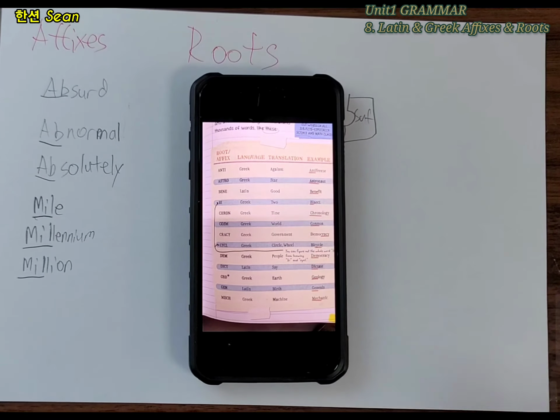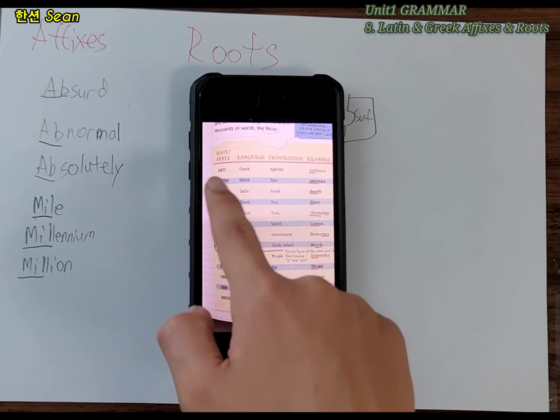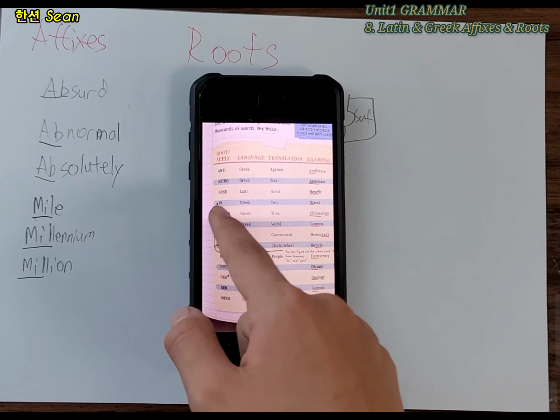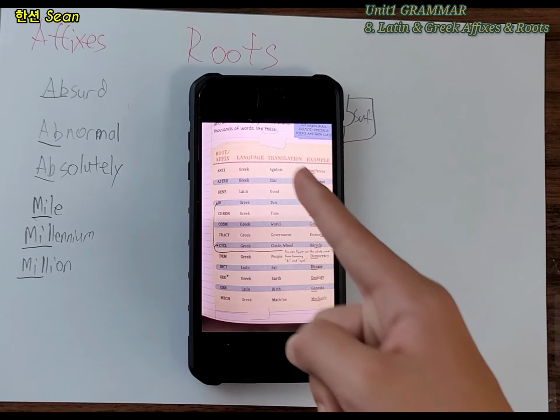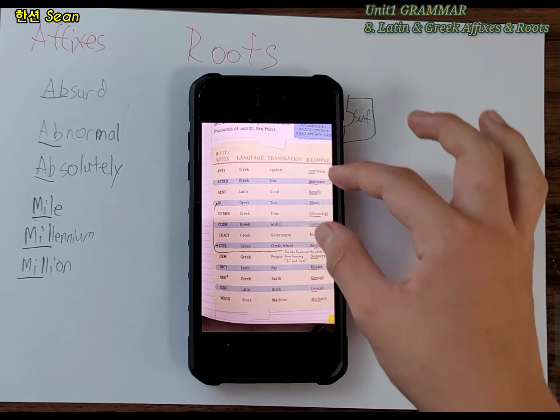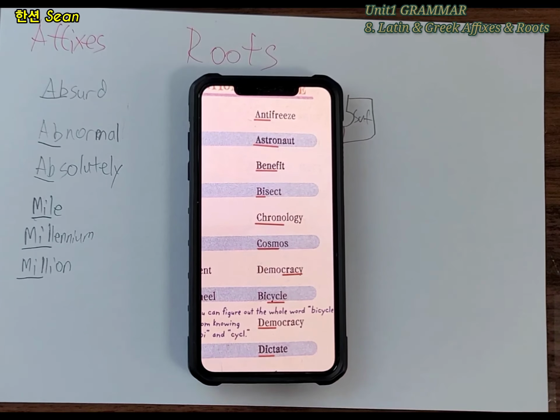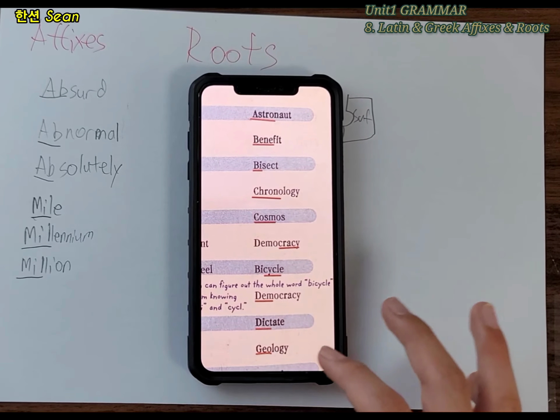Now take a good look at this. Anti is based on Greek. Astro is based on Greek. Ben is based on Latin. And all of these seem to be based on either Greek or Latin, and they're used in words: antifreeze, astronaut, benefit, bisect, chronology, democracy, bicycle.